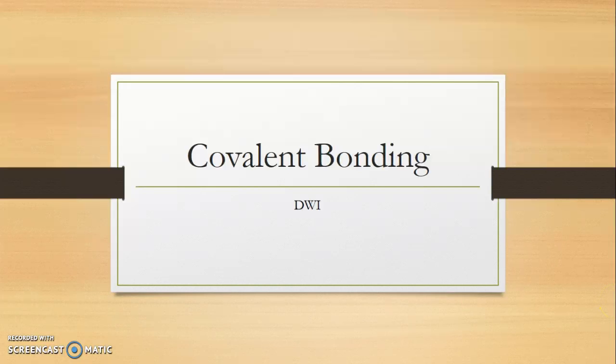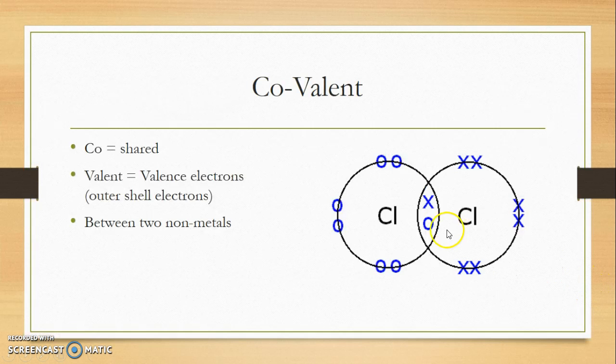Hi, today we're going to talk about covalent bonding as opposed to ionic bonding and metallic bonding. So let's have a go. Covalent bonding, we can figure out what it is based on the name: co meaning shared, valent refers to valence electrons, which are the outer shell electrons.